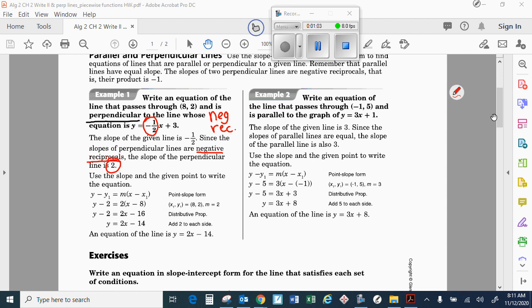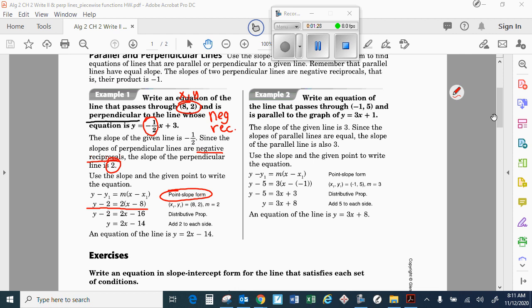So I'm using that slope with this point. And now you go ahead and plug into point slope form as you see right here. There's my x coordinate, there's my y coordinate that I'm plugging in. y sub 1 is 2, x sub 1 is 8, and the slope is 2. So now I have that filled in. This is point slope form right there.